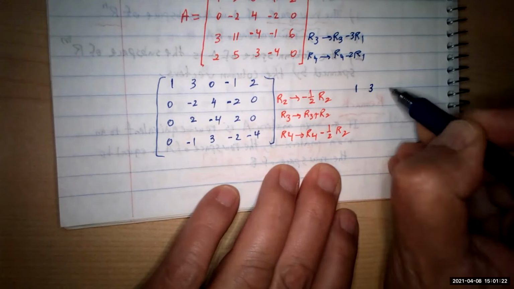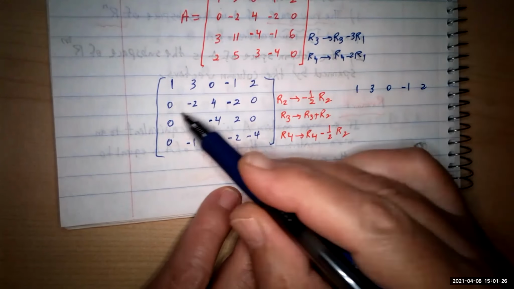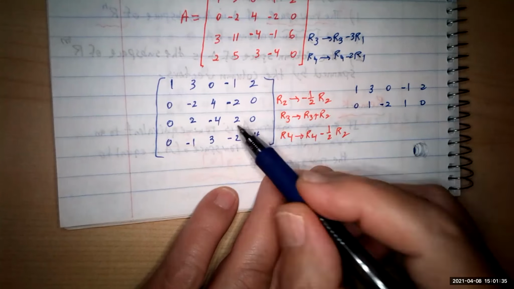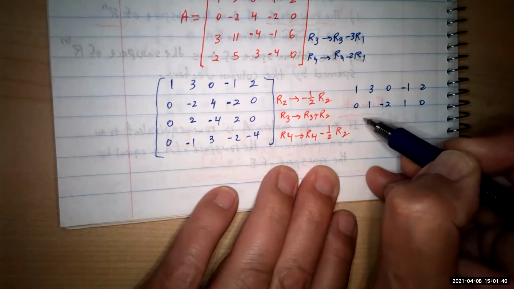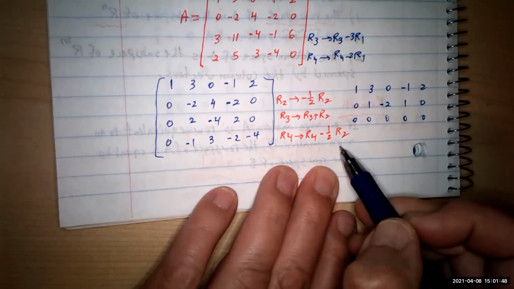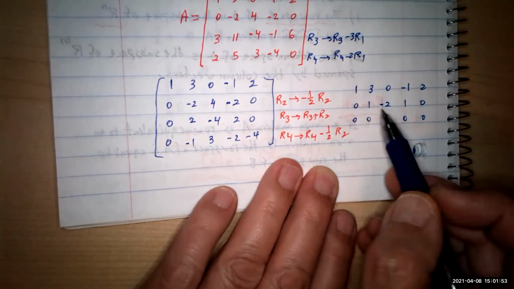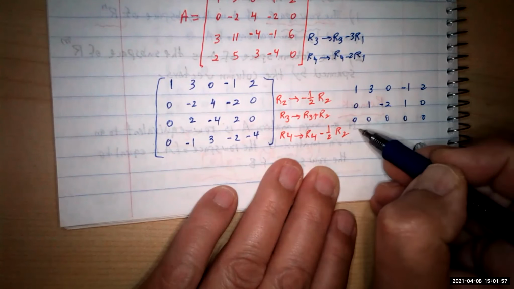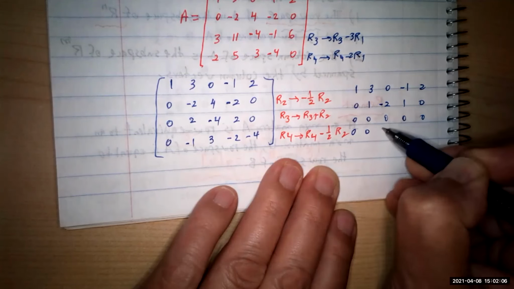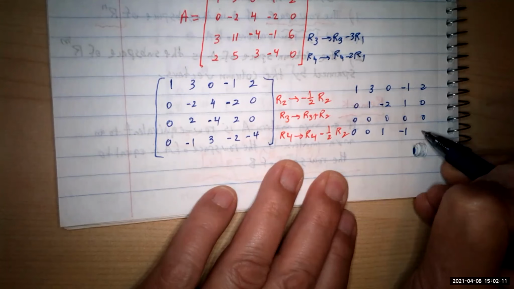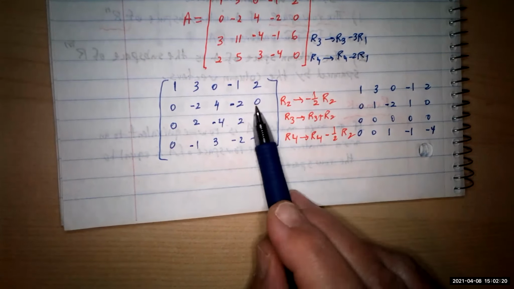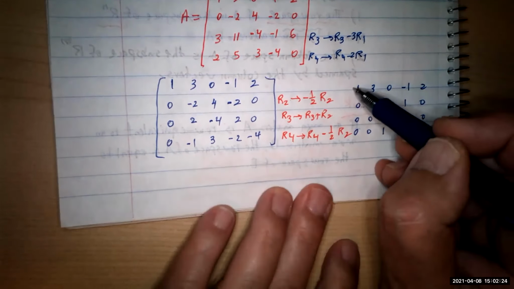The first one's going to be 1, 3, 0, -1 and 2. If you divide these by the negative 2, that's going to be 0, 1, -2, 1 and 0. Okay, if you add these two together, that gives you all zeros: 0, 0, 0, 0, 0. That's it. And then for the last one, R4 minus 1/2 of R2. That gives me 0, 0, 1, -1, and -4. Okay, so that's R4 minus 1/2 of R2. You know that this would be 0, so that gives me -4, yes. So that is it.